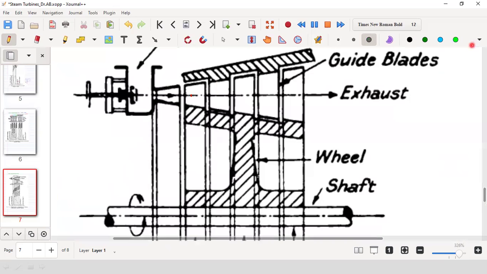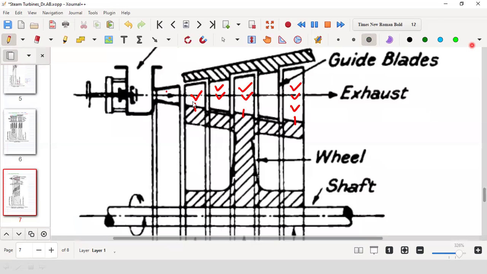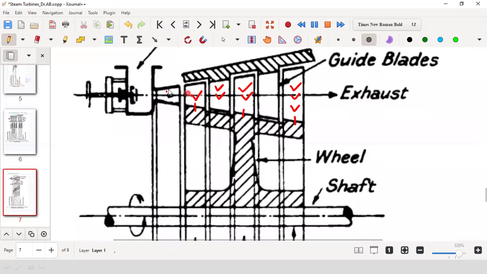This red one, two, and three, third. This is connected to the wheel. Here, it is connected here, here, and here. And this one is second, because the nozzle is the first. So this nozzle is the first stage. Then the second stage is this one, comprising this fixed blade and this moving blade.